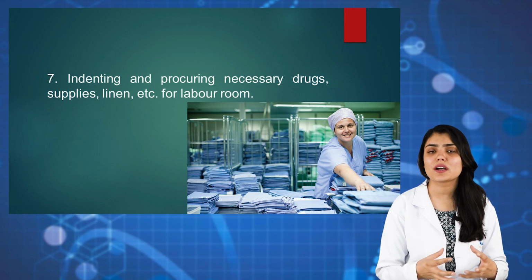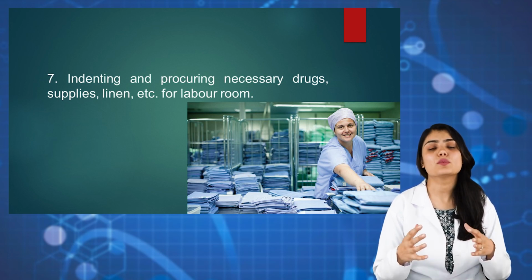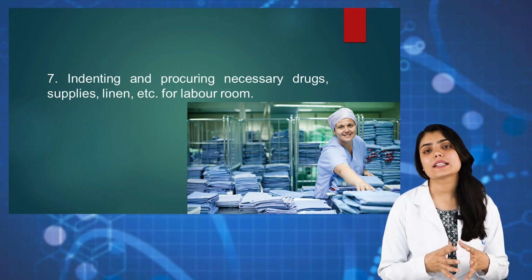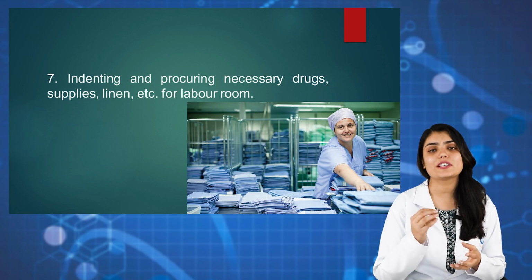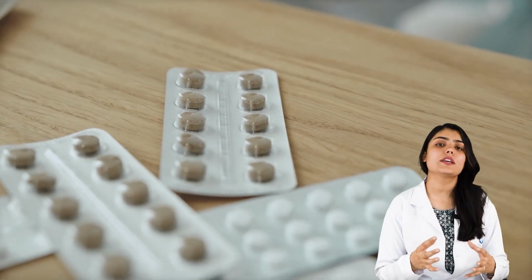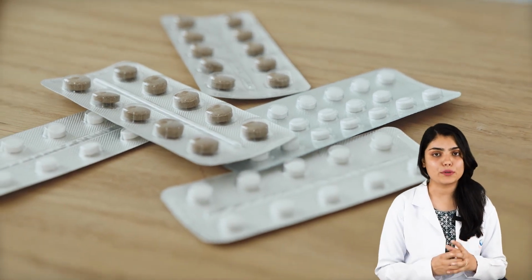And finally, the last responsibility of a staff nurse in the labor room is to make sure that the linens, the drugs, the equipments, and the articles that are required in the labor room are well stocked. And finally, the last function of the nurse working in the labor room is to make sure that she indents and procures all the equipments, drugs, linens, articles that are necessary for the labor room.